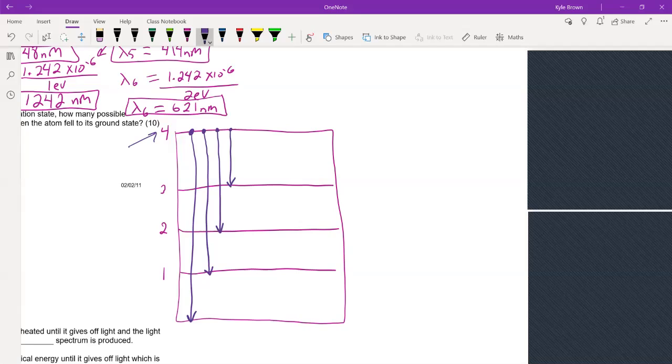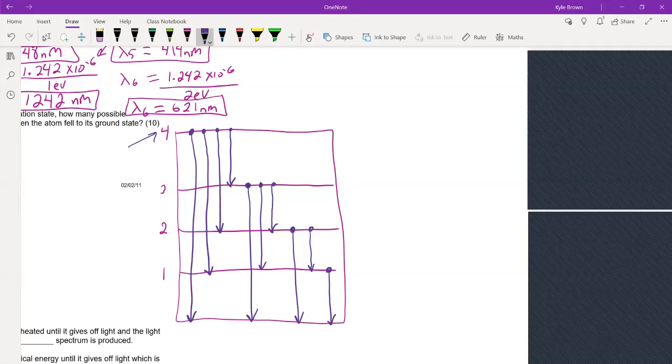Then I'd move on to three. I'd say, okay, well, if it was sitting at three, what could it do? Well, it could drop all the way down. It could drop down to one. It could drop down to two. All right, so there's all the ways it could drop down from the third excitation level. Okay, and then for two, it could drop all the way down to the bottom. It could drop down to one. And that's it, right? And then lastly, you could just say, okay, well, right here, it could be on one and then just drop down to the bottom, and that's it.